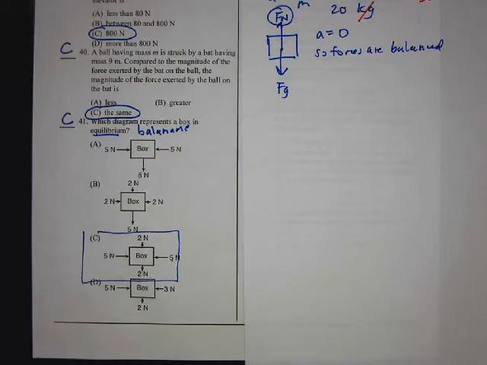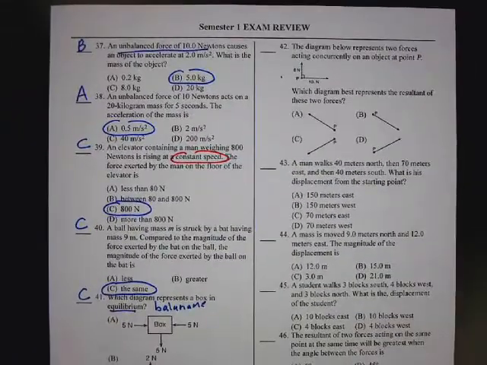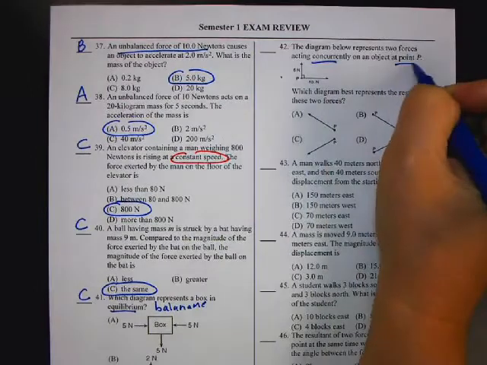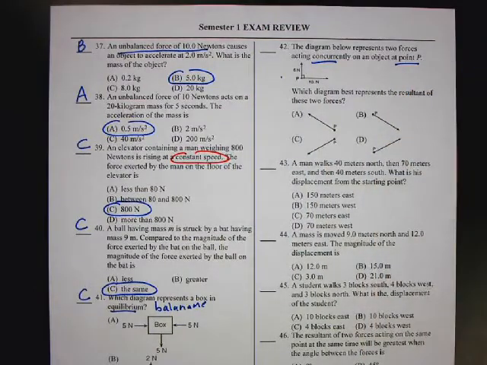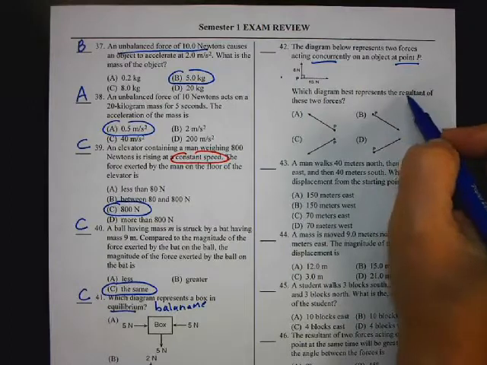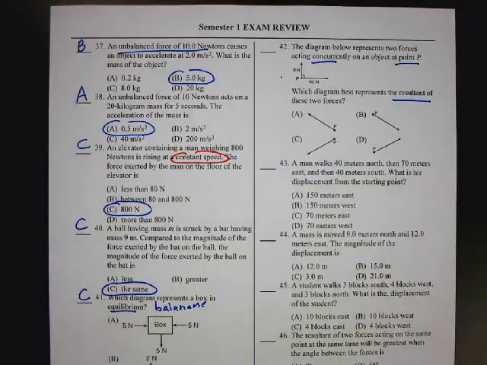All right, so now let's look at 42. It says the diagram below represents two forces acting concurrently at point P. First of all, concurrent means acting at the same point at the same time. It says which diagram represents the resultant. So remember, when I add scalar things, I can add them algebraically. But when I add vectors, instead of a sum, I get a resultant.